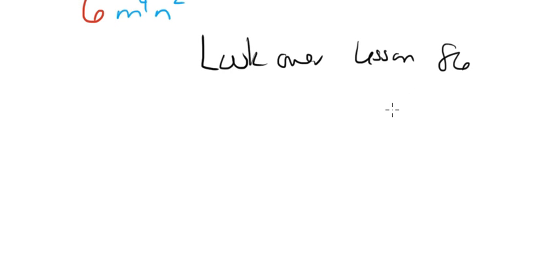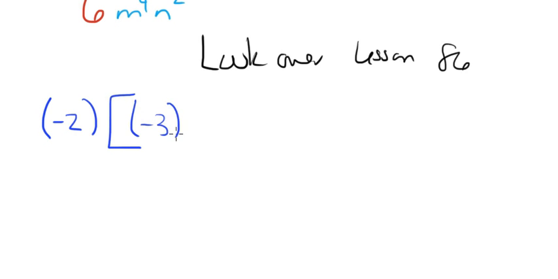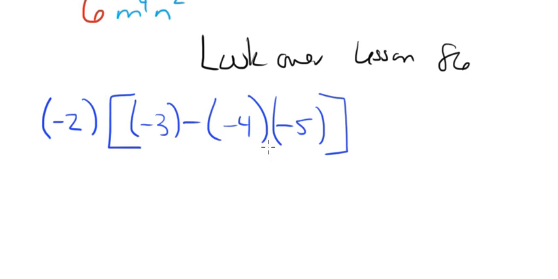Okay. Now that takes us to lesson 85. 85 gives us our favorite kind of things in the whole world. It's going to be something like this. -2, brackets, -3, -4, -5. Okay, that's what we're trying to do.